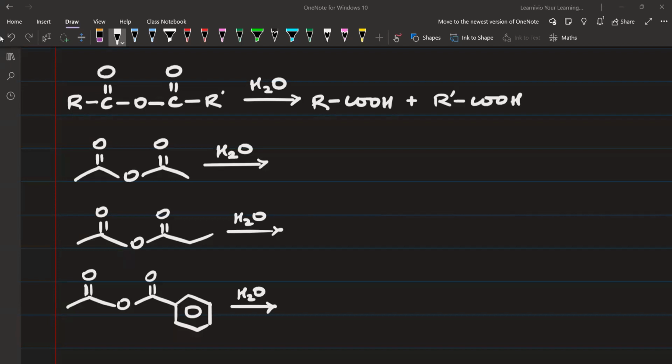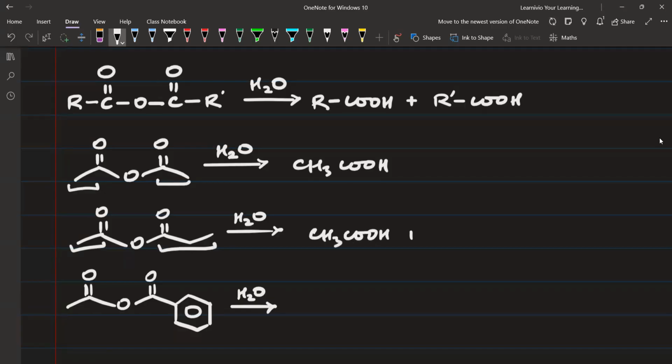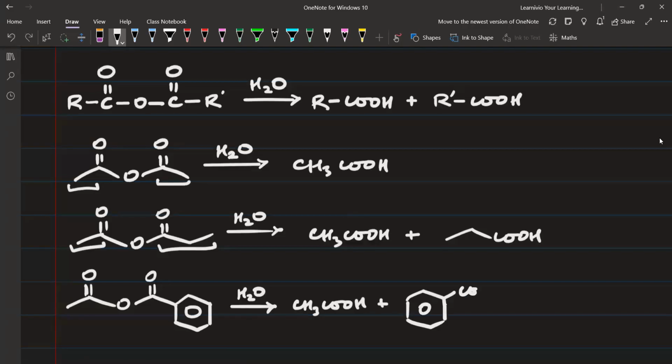Let me know if you're done. I'm done. Okay, you wrote the product? Yeah. Just check it. In both cases here, we have two carbon atoms and two carbon atoms. So it is basically CH3COOH, and you'll get two moles of it. Here we have two carbons and here three carbons. So CH3COOH, that is acetic acid, plus the three carbon acid. Here we again have acetic acid, that is CH3COOH, plus benzoic acid with a benzene ring. We have a carboxylic acid plus.